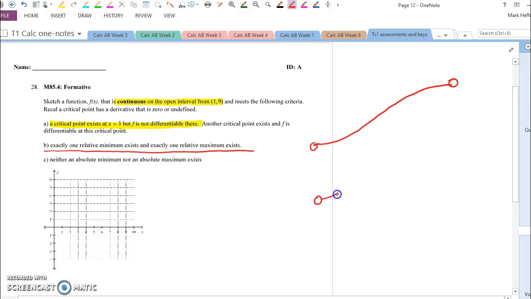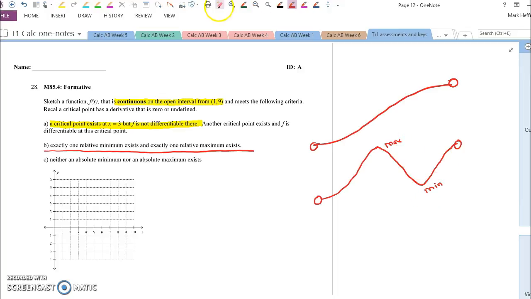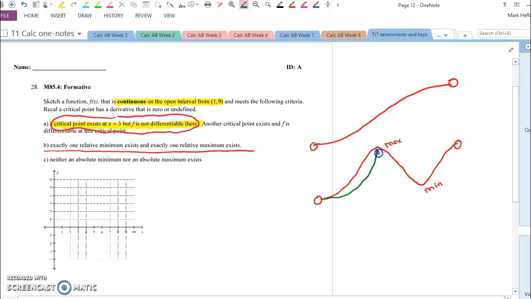We could have something like this. Exactly one relative max and one relative min. But we need to have a cusp somewhere to deal with the fact that at x equals 3, we're not differentiable. So I could change my picture here like this. Now I have a max, and it's also a cusp if I label this x equals 3.